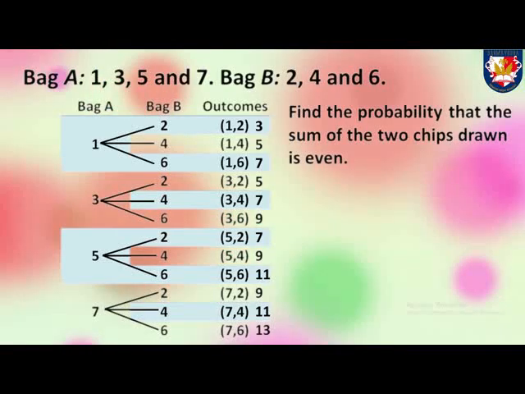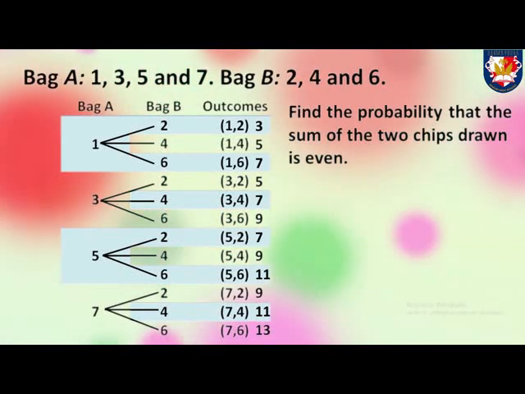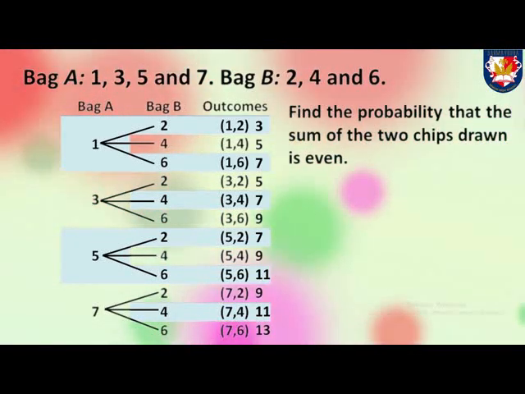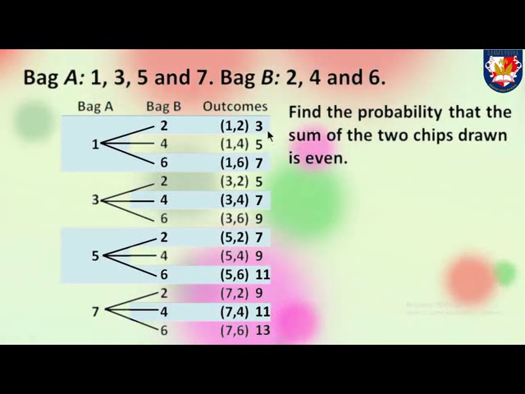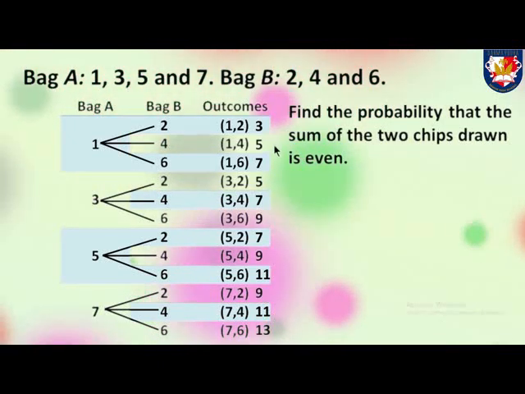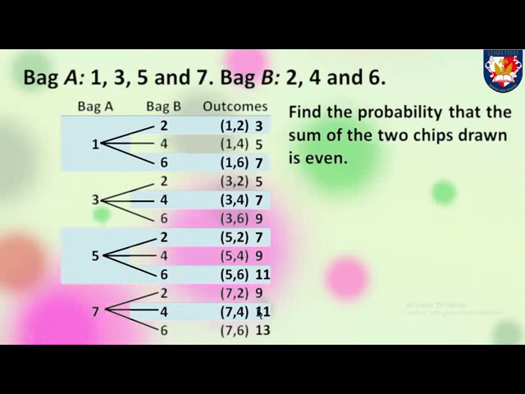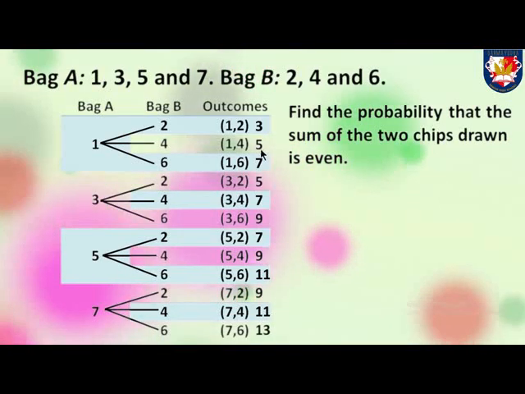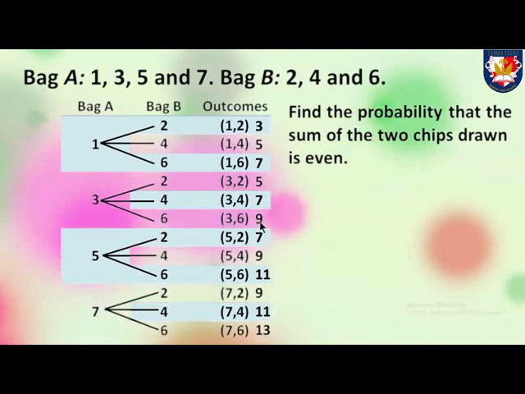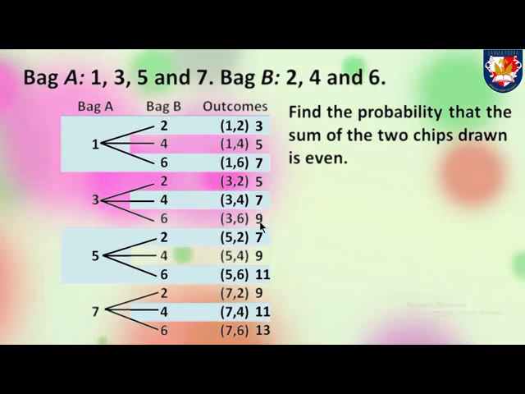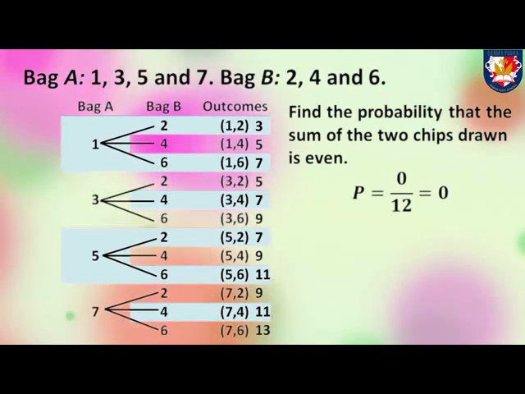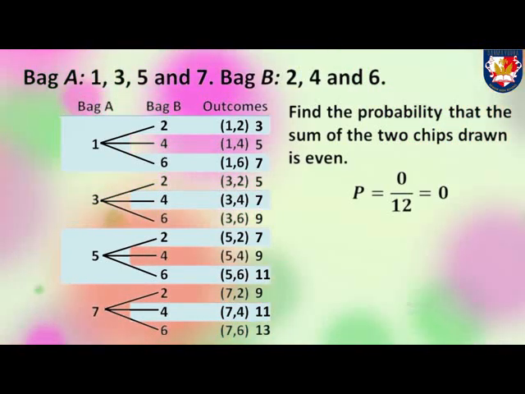How about the probability that the sum of the 2 chips drawn is even? Since we have found that all the sums of the outcomes are odd numbers, there is no even number, so the number of favorable outcomes is 0. So the probability is 0 per 12, equal to 0.